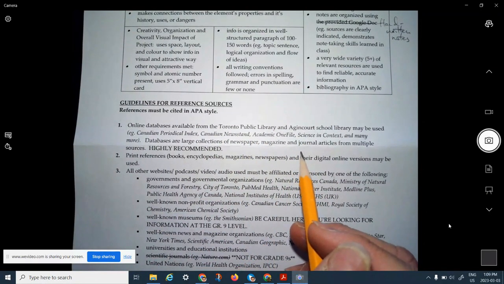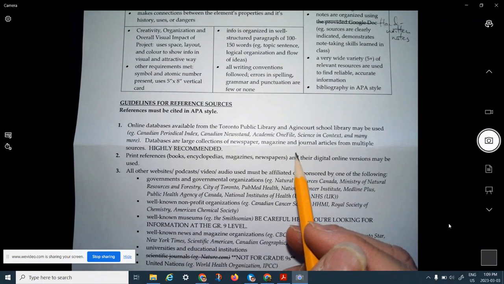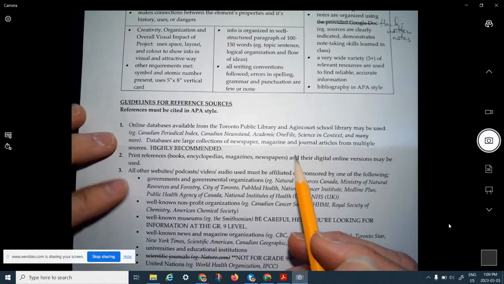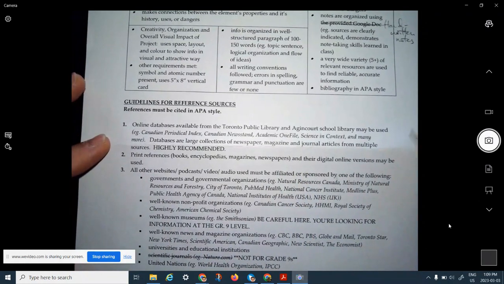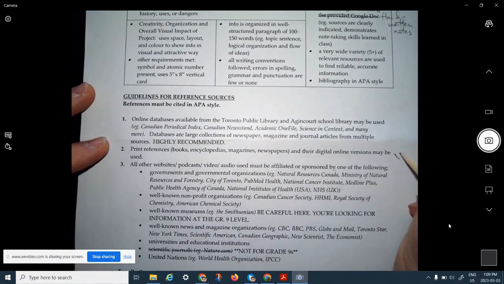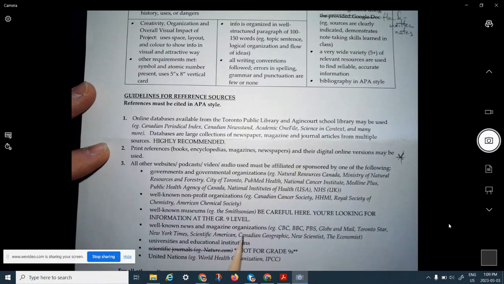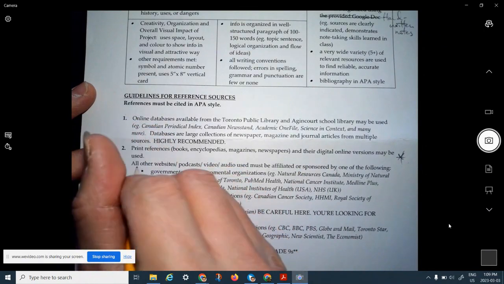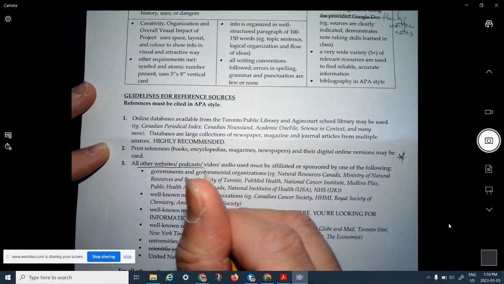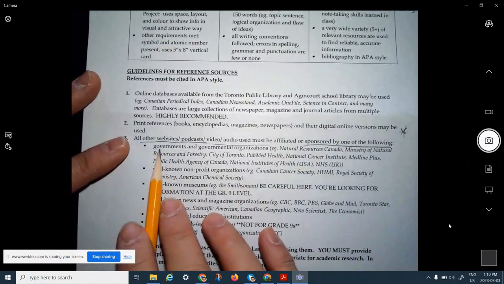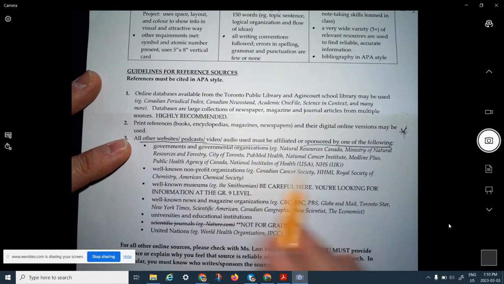Have you or your other teachers gone over the library database with you guys? Anyone? One? Okay. So I will spend some time talking about that another day. Printed resources and digital online versions can be used. Now, all other websites, podcasts, and videos must be of the following. It must be government and government organization. Here are some examples, okay?